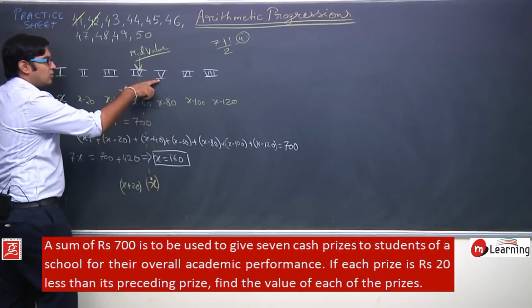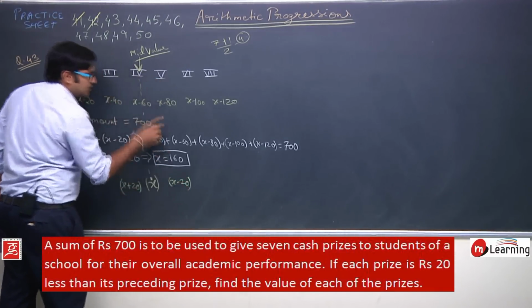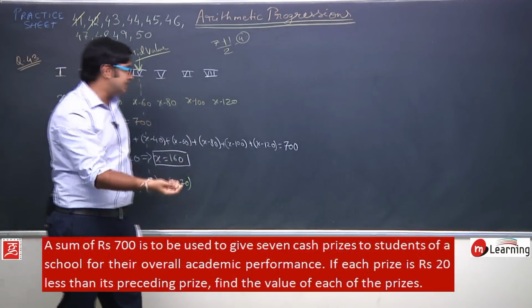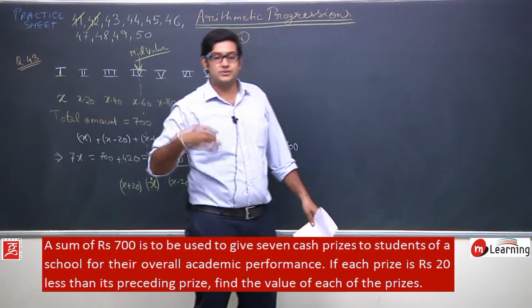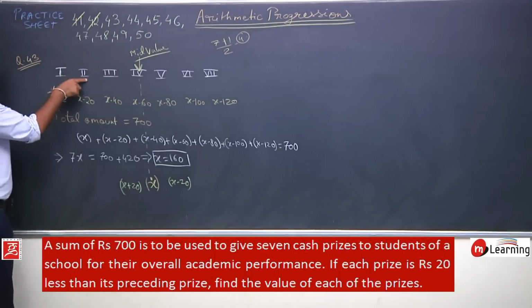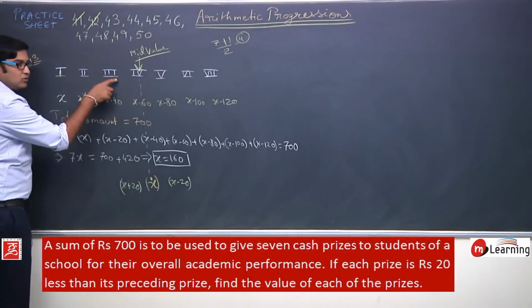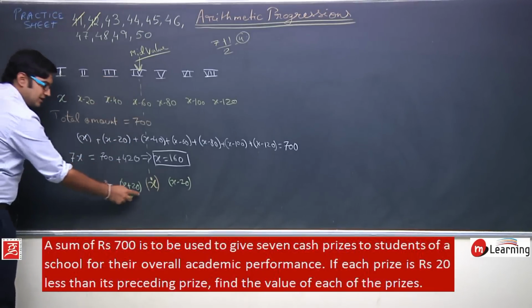Then what about the fifth prize? The fifth prize will be x minus 20, because the succeeding prize should be 20 rupees less than the previous prize. So that's why it is x minus 20. Now what about the second prize? The second prize should be 20 rupees more than the third prize. The third prize is x plus 20.